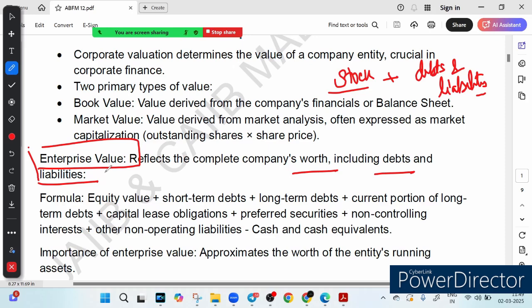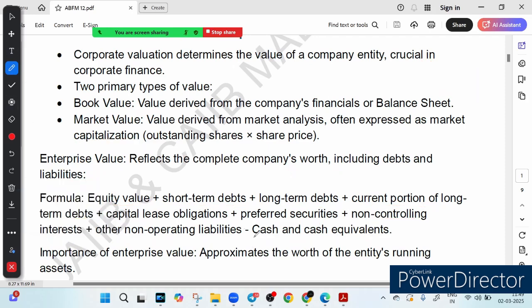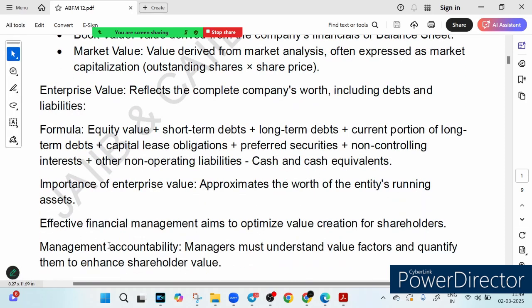Now let's look at the formula of enterprise value. Equity value plus short term debt plus long term debt plus current portion of long term debt, capital lease obligation, preferred security, non-controlling interest, other non-operating liability, minus cash and cash equivalent. This has to be subtracted, because basically this is an asset. That's why it is subtracted. So, the importance of enterprise value.